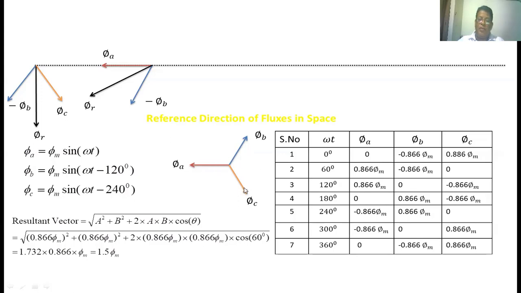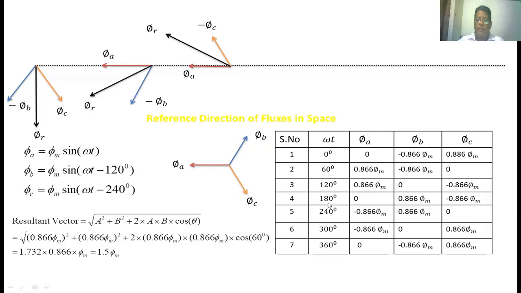This is phi a. Reverse this one. So we are getting the vector here, minus phi c. Now you find the resultant of these two. The same thing we are showing here. Third diagram, this is the resultant vector. Magnitude of this resultant vector is the same, that is 1.5 phi m, because the angle between these two vectors becomes 60 degrees. Magnitudes are also equal.